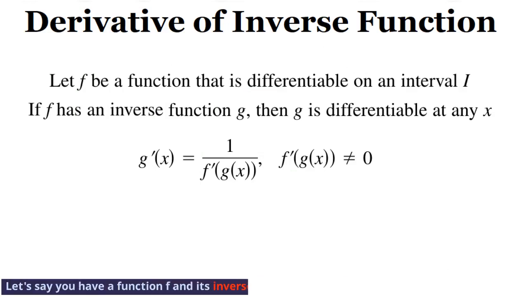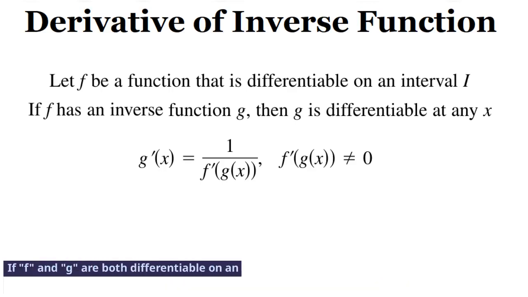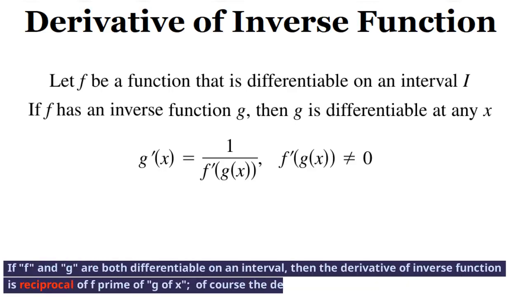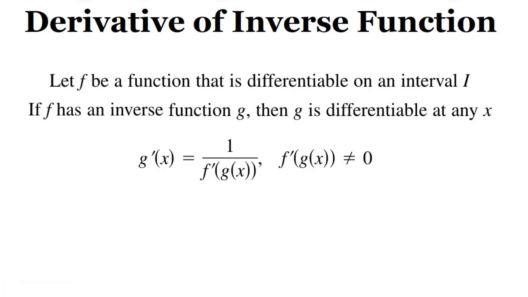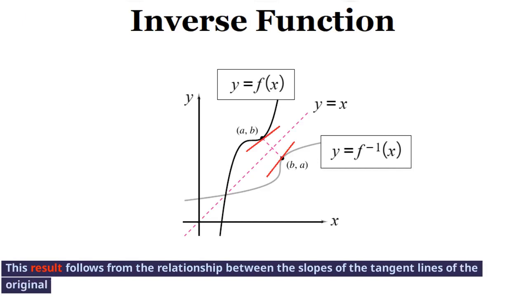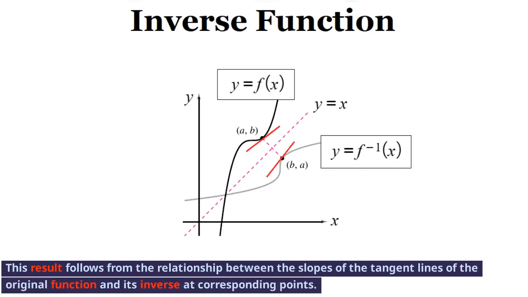Let's say you have a function f and its inverse function is denoted as g. If f and g are both differentiable on an interval, then the derivative of the inverse function is the reciprocal of f prime of g of x. Of course, the denominator cannot be 0. This result follows from the relationship between the slopes of the tangent lines of the original function and its inverse at corresponding points.